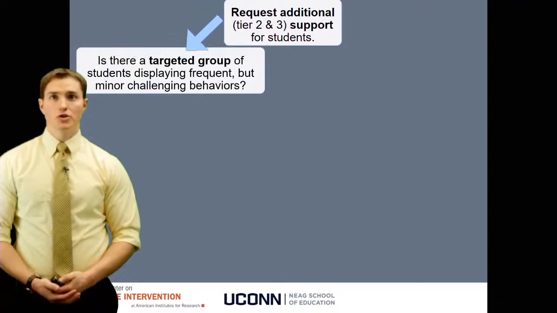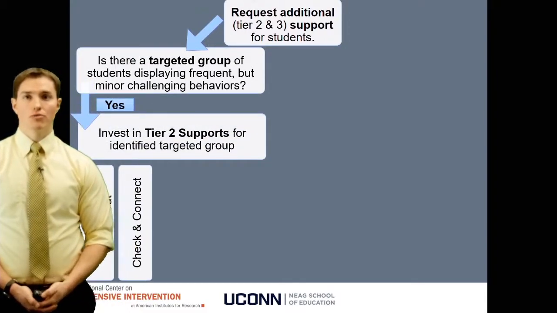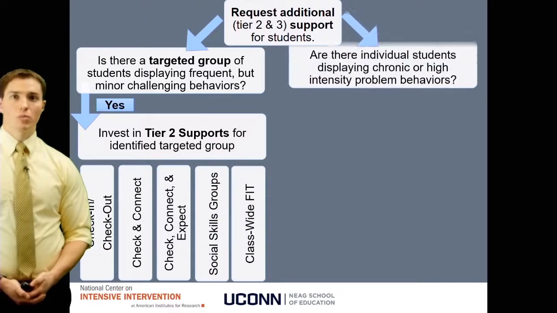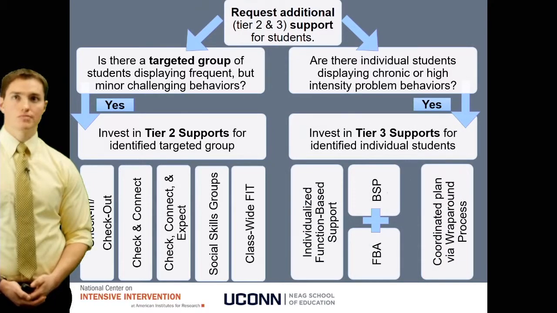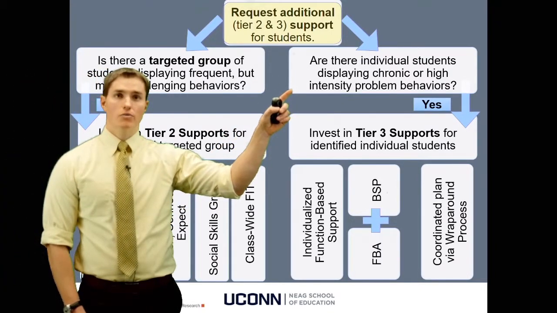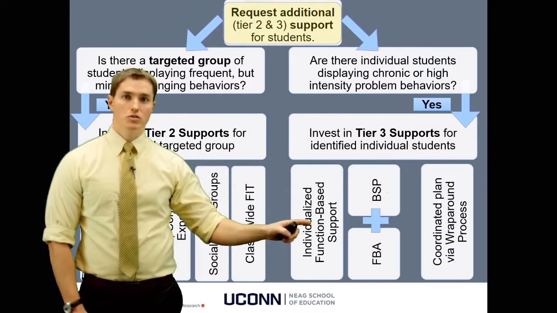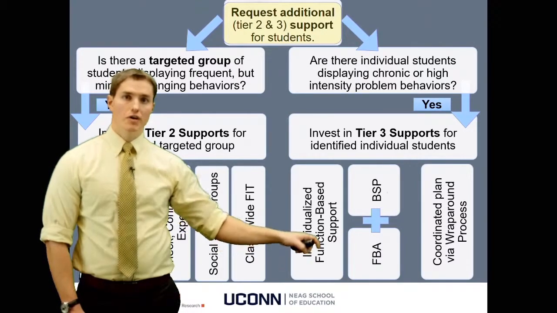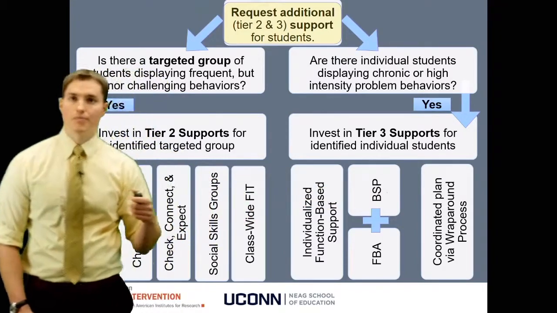So you're looking to request additional Tier 2 or Tier 3 support. As we've talked through so far in this part of the module, you might look to identify whether or not you have students who would benefit best from Tier 2 or Tier 3 supports. If there are individual students displaying chronic or high-intensity behavior problems, they might benefit from Tier 3 supports. Dr. Freeman will move our conversation forward after this piece of this module to discuss what these supports might look like, to identify what the FBA process looks like and how that helps inform an individualized behavior support plan.